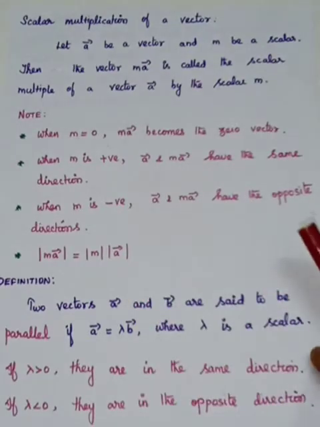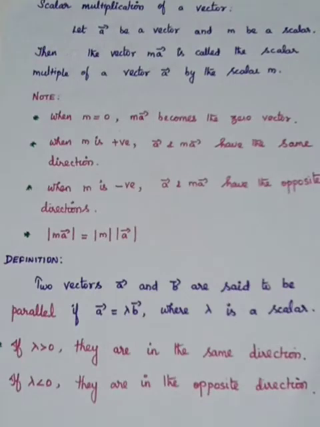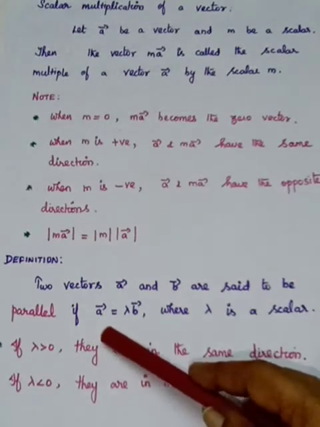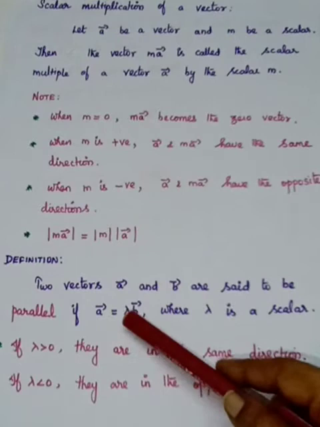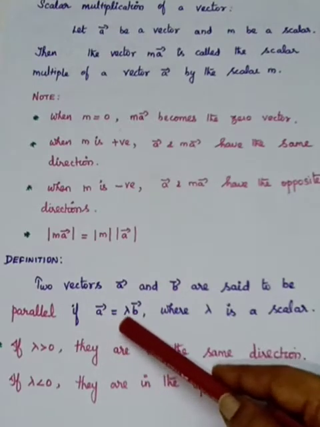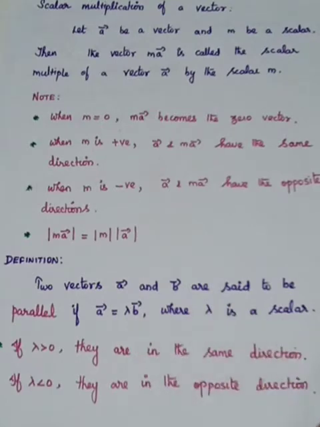A very important result: two vectors A vector and B vector are said to be parallel if we can write one vector as a scalar multiple of the other vector. If we write this result, A vector is equal to lambda into B vector. What is lambda? Lambda is a scalar. So if one vector is a scalar multiple of the other vector, we can say those two vectors are parallel.